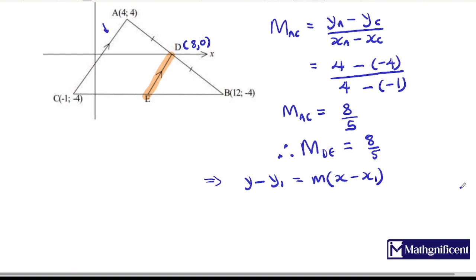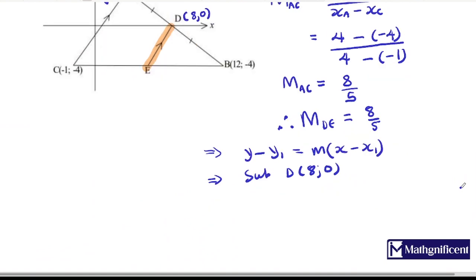So we know the gradient, that it's 8/5. It is important that we know that we are going to substitute by point D. We sub D into our equation, so that we have y minus, what's the y value of point D? We know that the y value of point D here is 0.